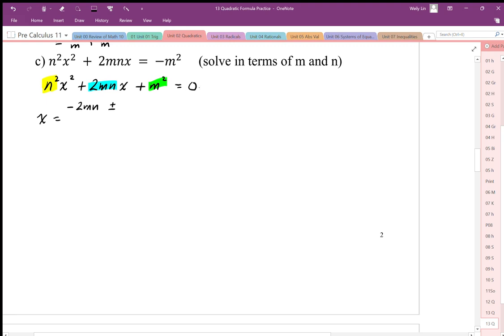The square root part is what we're going to end up calling the discriminant. It's going to be b squared. So 2mn squared is going to give me 4m squared n squared. So just be careful of the algebra, keeping track of all those terms. Minus 4 times a, n squared, times c, which is m squared.